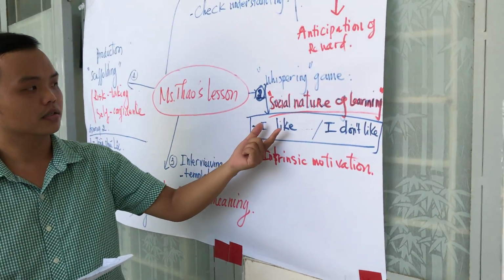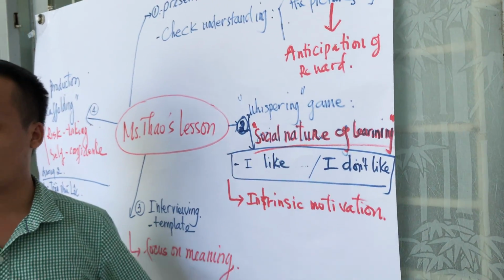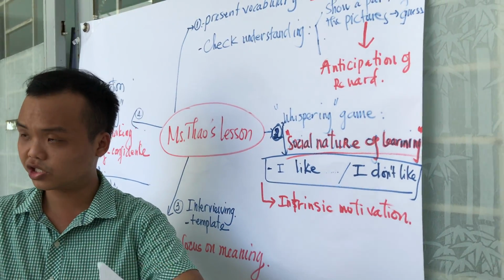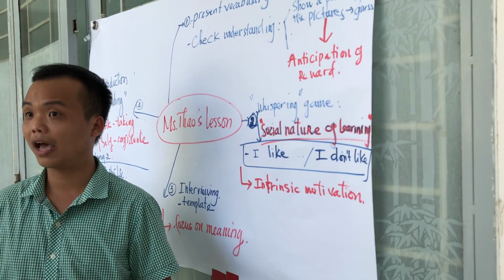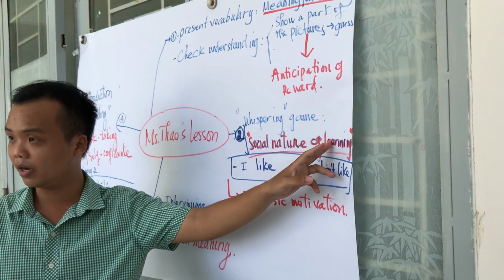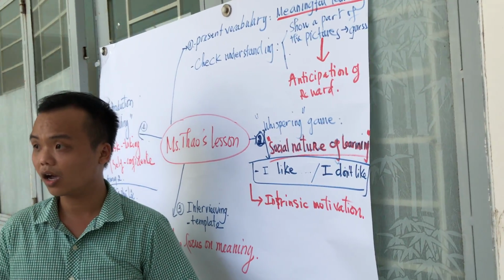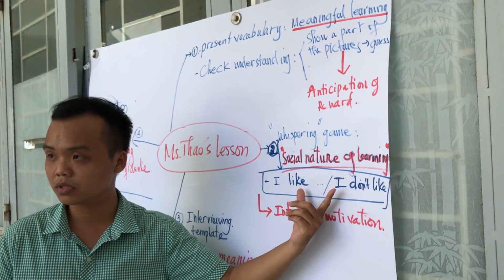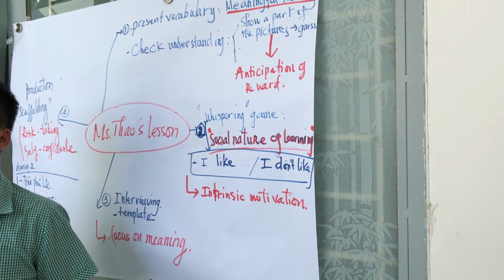Okay, so maybe like a social interaction. What can you say about the social interaction here? When a teacher asks students to work in a team, it means that they work in a community. I think that is the kind of social nature of learning. The students need to work together to get involved in the games. It's not just listen and repeat at all.